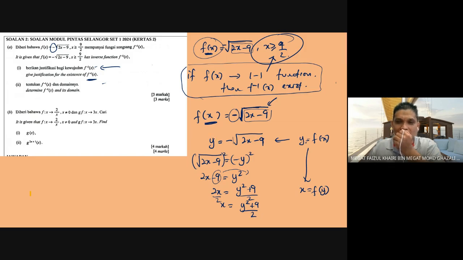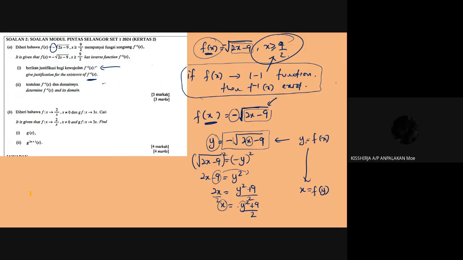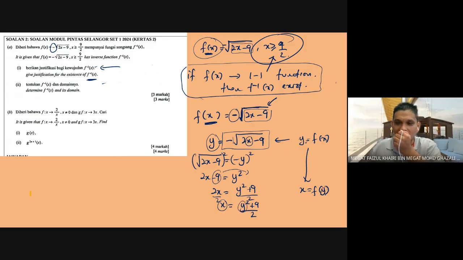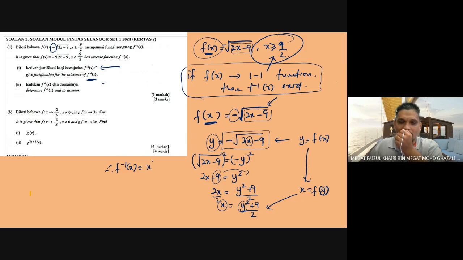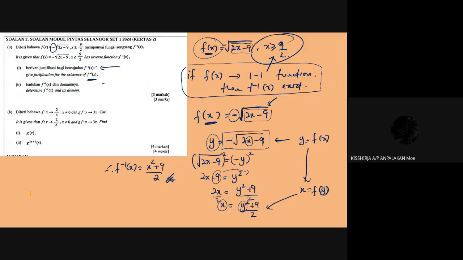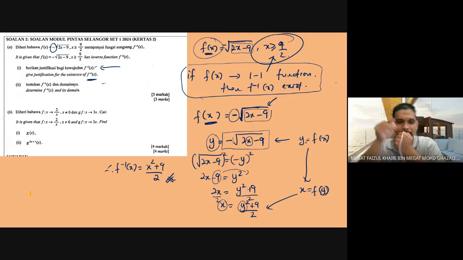Look at this now. We had y equal to the function f with a variable of x, y equal to f(x). So what do we have right now? x equal to the function f with a variable of y. So we achieve the target here. In this case, f inverse of x equal to x squared plus 9, divided by 2, changing the y back to the variable x. Got it?